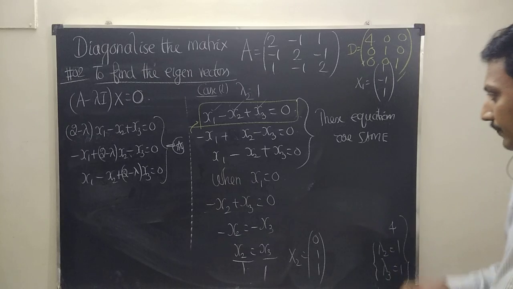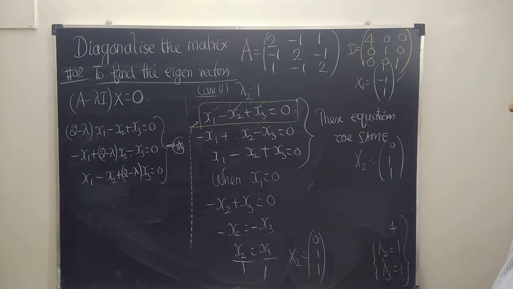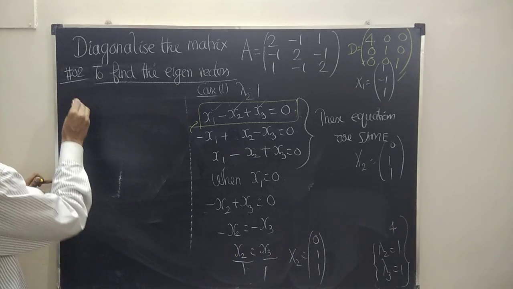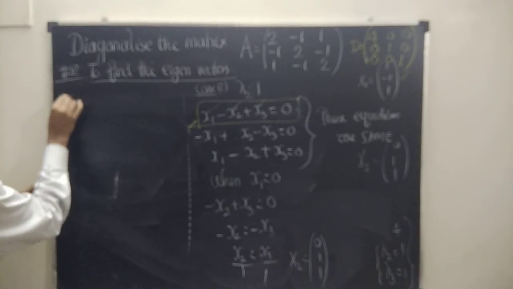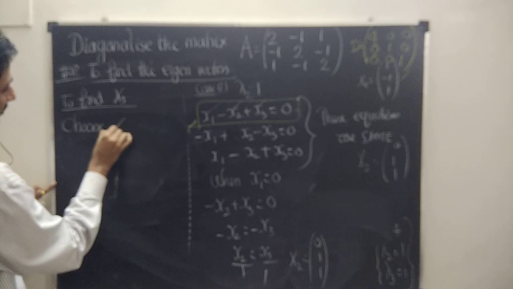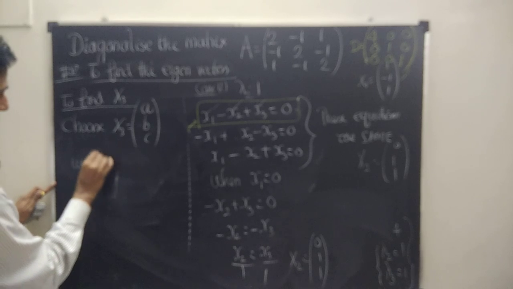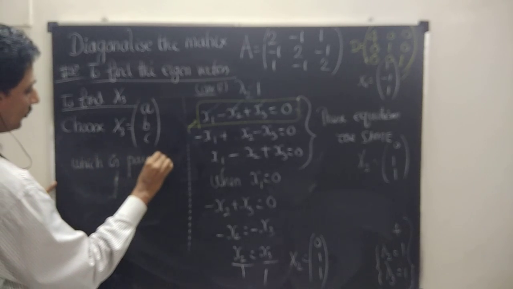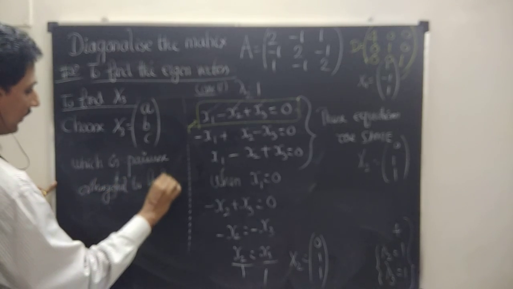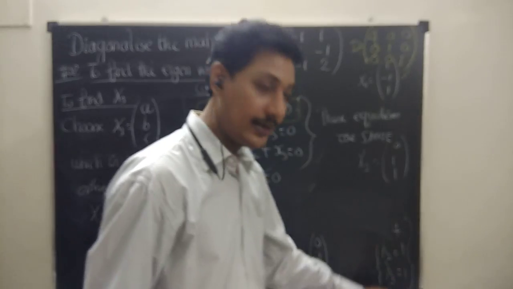So what I suggest is that once we get the x1, right? Now x2, what's the x2 now? 0 1 1. So let us choose the third eigenvector, which corresponds to the third eigenvalue. So let us find the third eigenvector. How? Choose the third eigenvector, namely A, B, C, which is pairwise orthogonal to both x1 and x2. So this is the new concept only under the repeated eigenvalues.